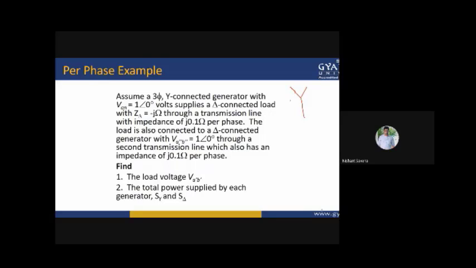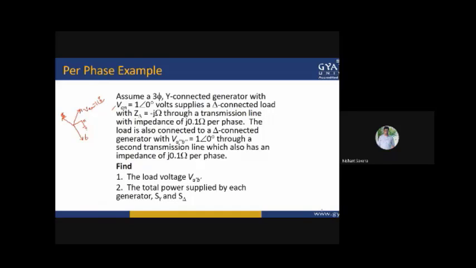Okay, let this be the neutral, with the A, B and C phases over here. So VAN is given, that is, the line to neutral voltage is given as 1 angle 0 degree.